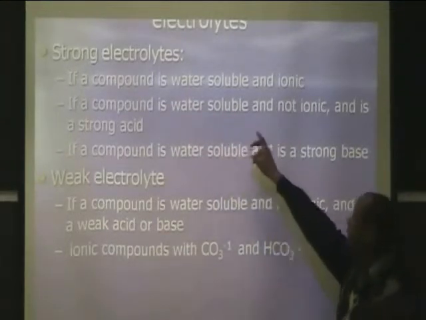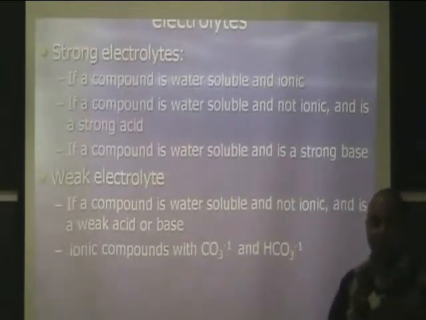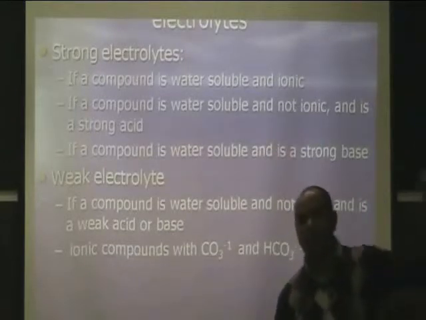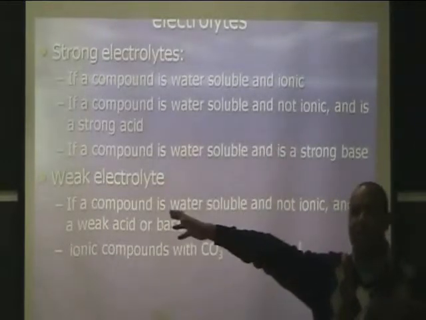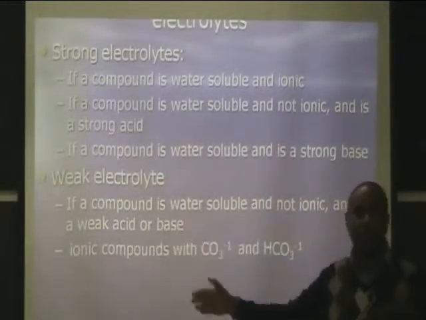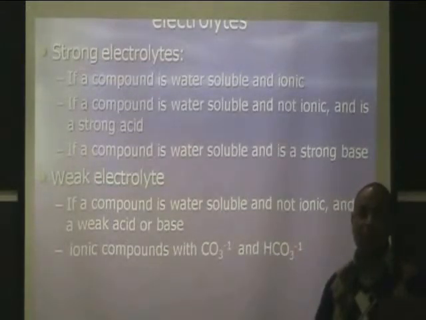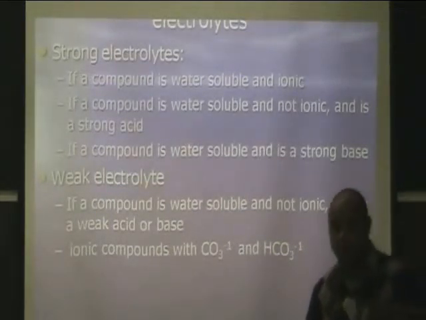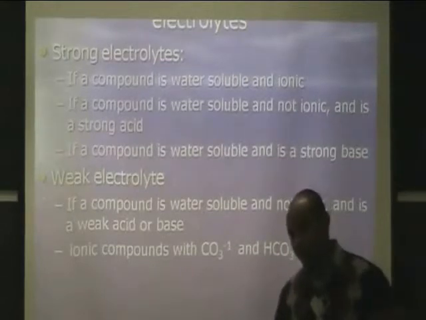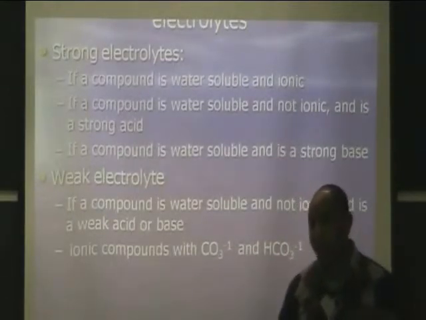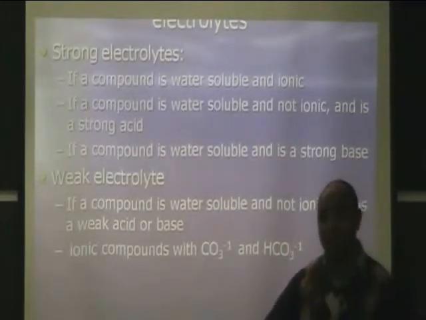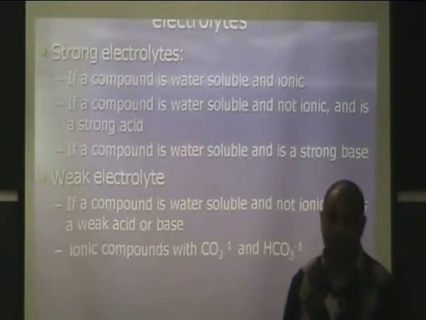Okay? Nitric acid, HNO3. There's no metal there. Hydrogen is a gas on one side. Nitrogen is a gas. Nitrogen is not a metal. Oxygen is not a metal. It's not ionic, but it dissolves in water. In fact, it is a strong electrolyte because there is complete dissociation into ions.